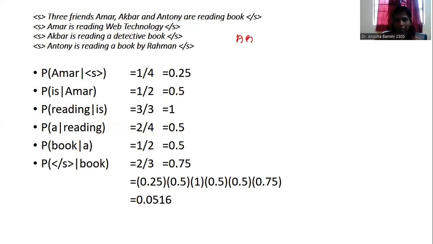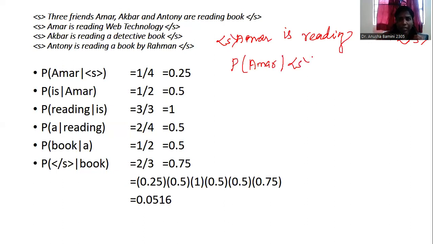Amar is reading a book. This is our test sentence. Okay, so put a start and end string. So what would be the first probability? Probability of Amar given the starting string. This is the first probability.